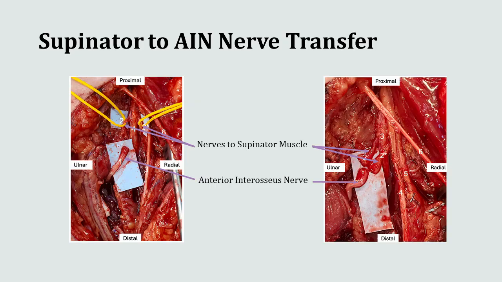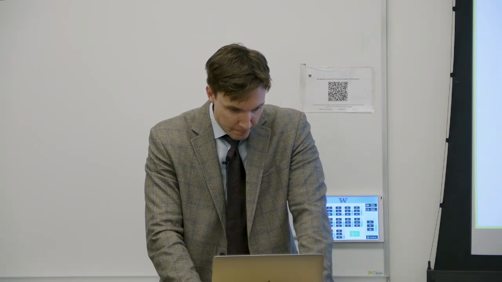So you can see here the purple is showing the nerves to the supinator muscle, which are these kind of little tiny branches that come off of the larger radial nerve and go to the muscle. So we take those off, and then you can see the anterior interosseous nerve is the more plump looking one, which is designated by the number 1. And then we connect those under no tension. So you can see in this photograph, those are nice and loose. Those aren't going anywhere.